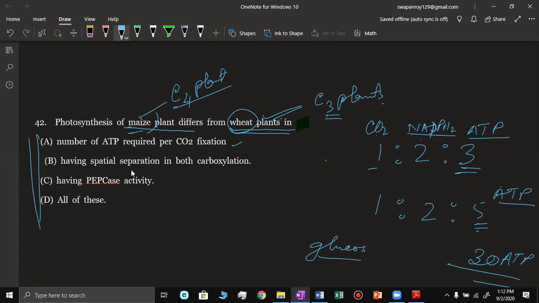Having a spatial separation in both carboxylations. This is also true. Okay, the number of ATP required is high in maize plant. There is a spatial separation, that is, a separation by space. Then having PEP carboxylase activity. Maize plant has PEP carboxylase activity.